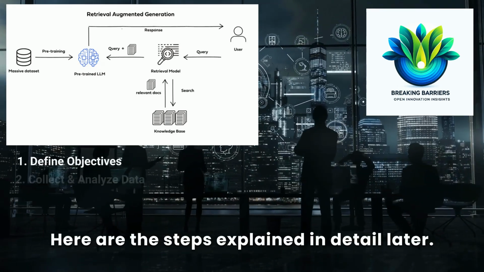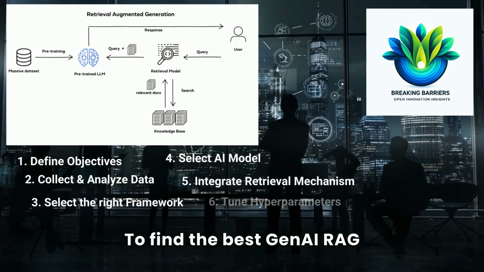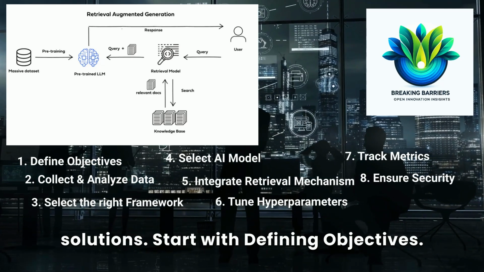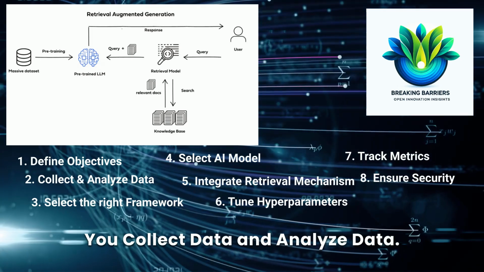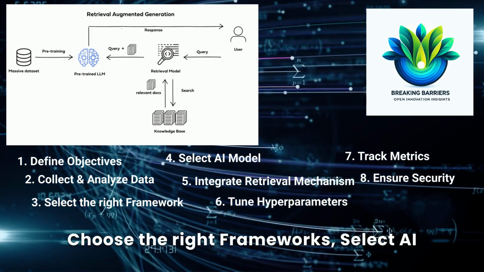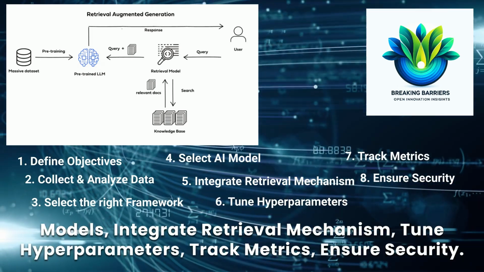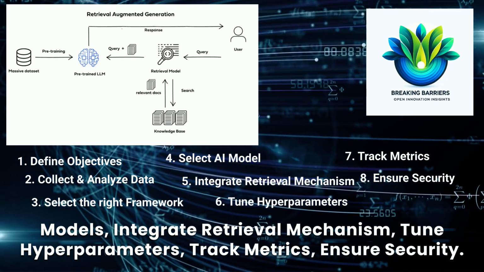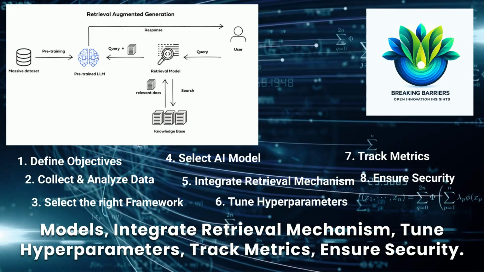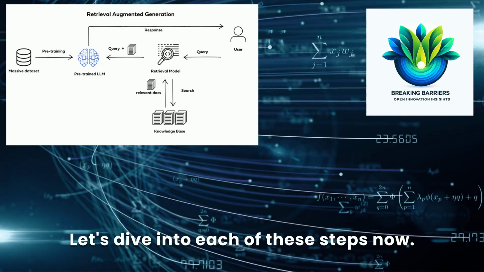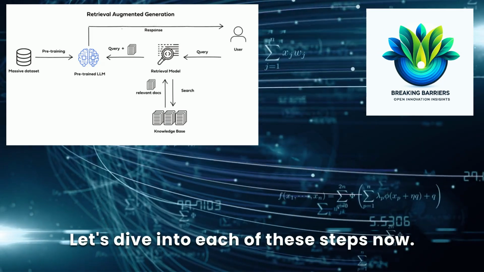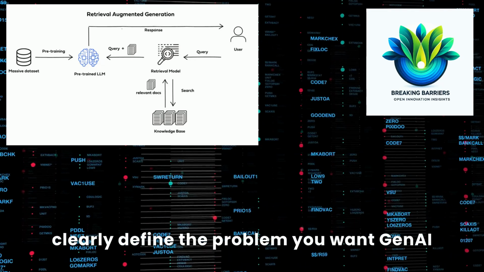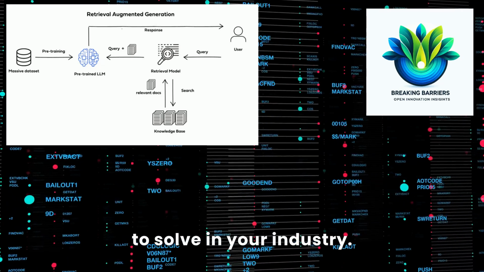Here are the steps explained in detail later to find the best GenAI RAG solutions. Start with defining objectives. You collect data and analyze data. Choose the right frameworks, select AI models, integrate retrieval mechanism, tune hyperparameters, track metrics, ensure security. Let's dive into each of these steps now. Before diving into the technology, you must clearly define the problem you want GenAI to solve in your industry.